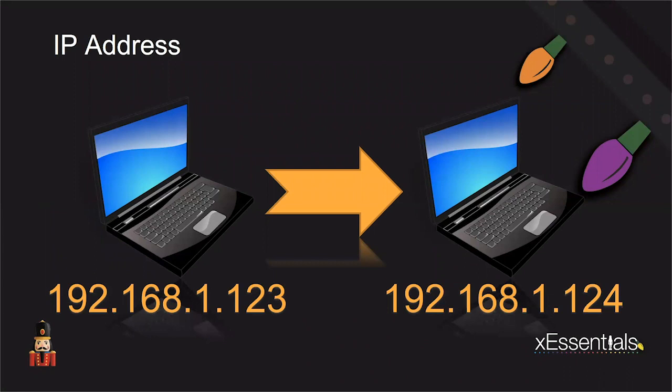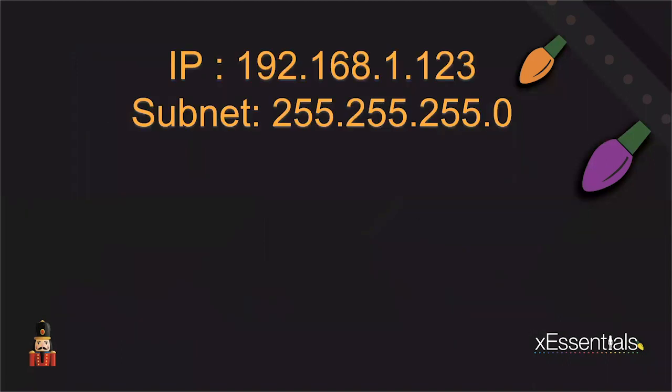So if I want to send a message from the laptop on the left at 123 to the laptop on the right at 124, how do I know that's going to get there? So the second part of our IP address is what's called the subnet. This can get into a very, very deep topic, but we're going to approach it from a very bird's eye view right now, because most home networks follow this.